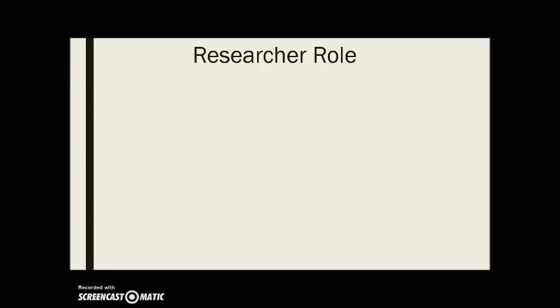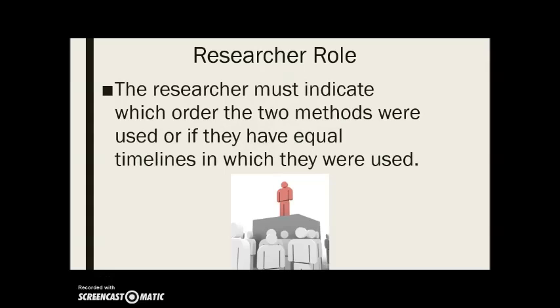Then, what the researcher's role is in all of this becomes one of the main questions with mixed methods research. The researcher must indicate which order the two methods were used, or if they have equal timelines in which they were used during the research process, such that people who look at the researcher's study will be able to see which research was actually used, whether it be qualitative or quantitative, a combination of the two, or if one had a stronger role than the other.